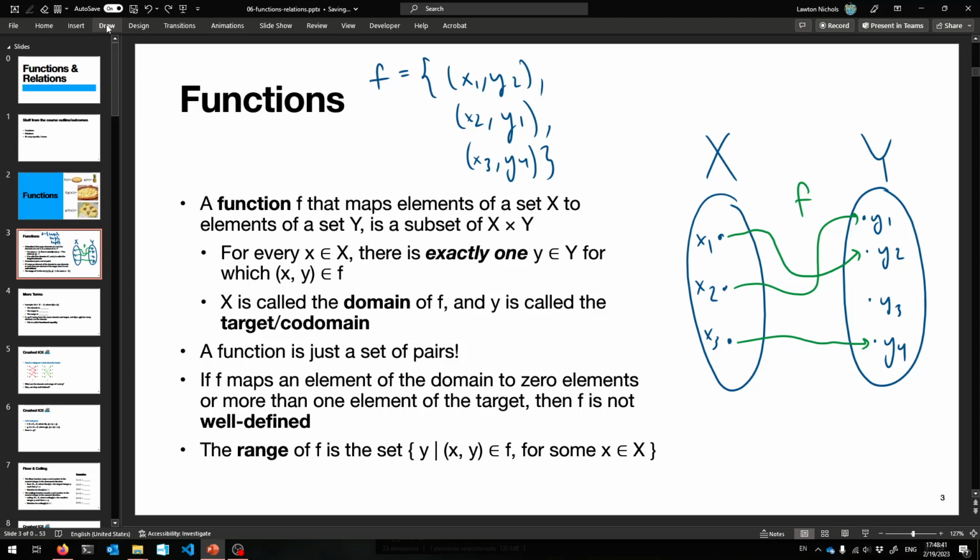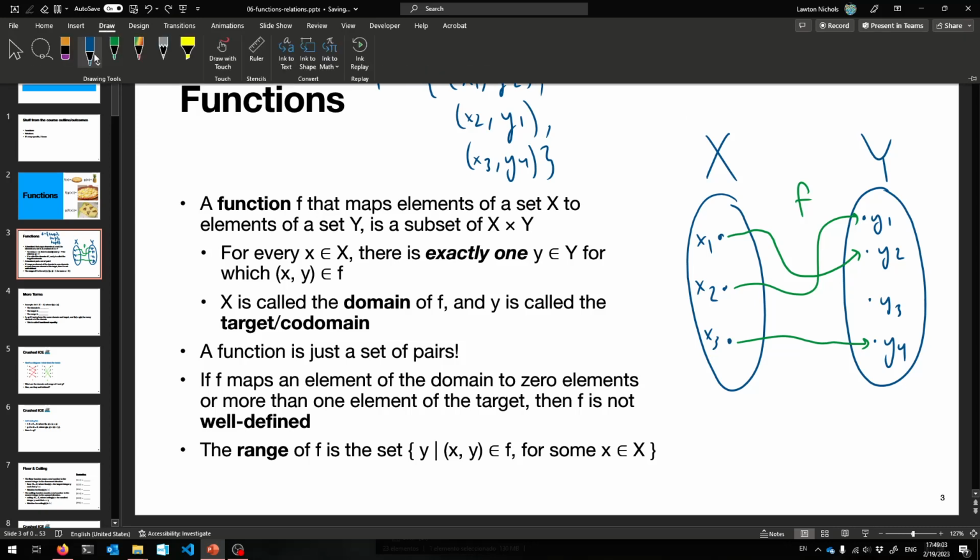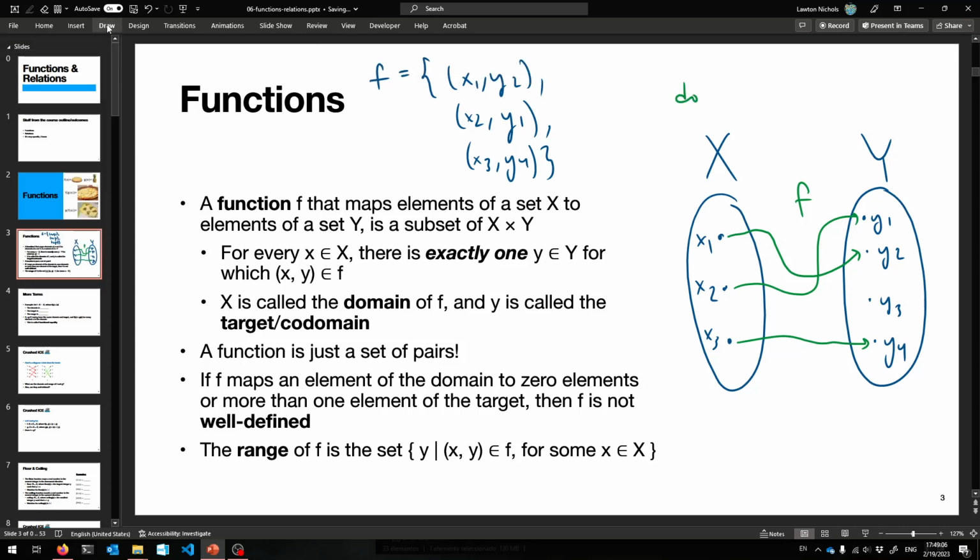Okay? And the exactly-one rule is very important. Like x1 can't map to both y1 and y3 at the same time. That's no longer a function, right? So that's important. And yeah, for every input, there's exactly one output. And other names for those things, I think you've heard of them, like x, it's the input, it's called the domain. That's the fancy mathematical name. X is the domain of the function f. And then we call y either the target or the codomain. We say target or codomain, either one works.